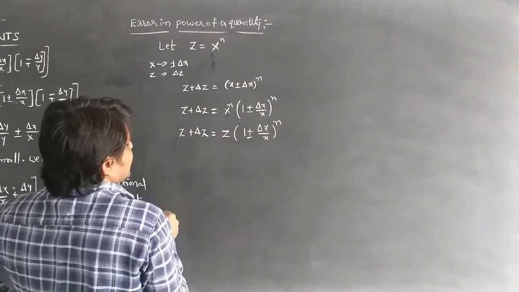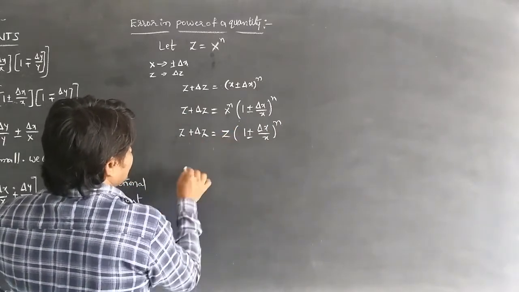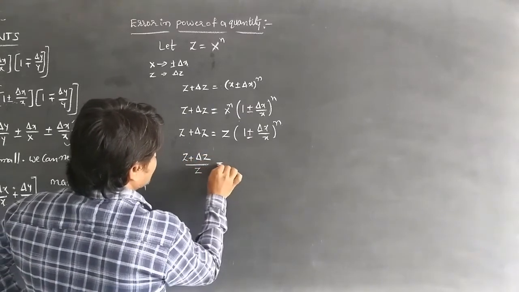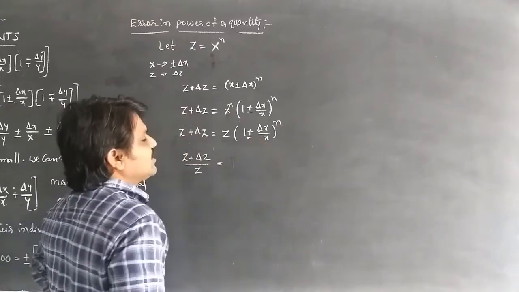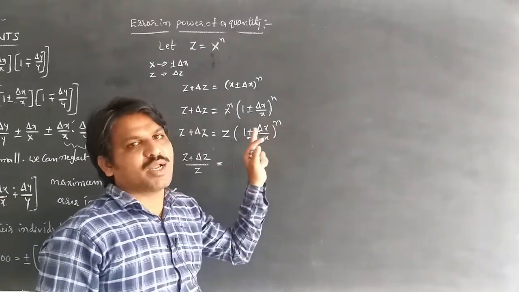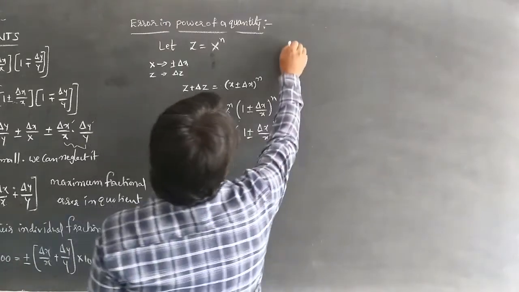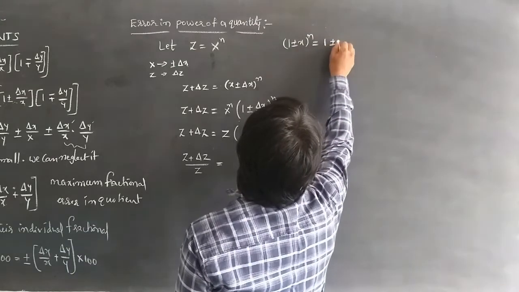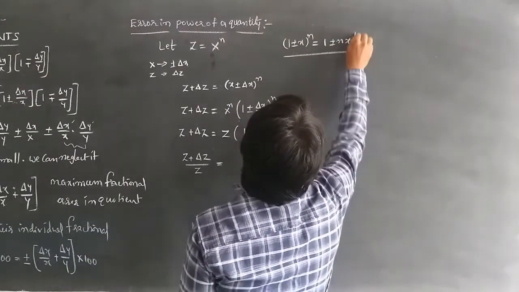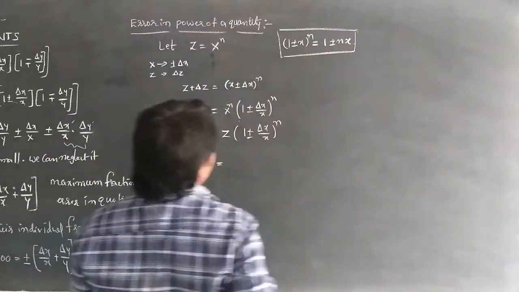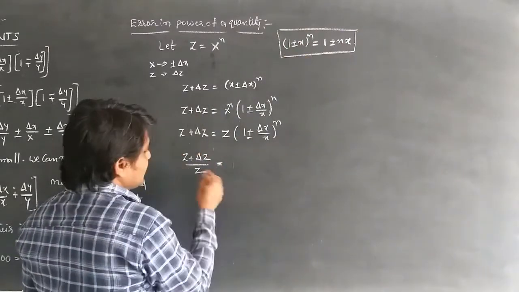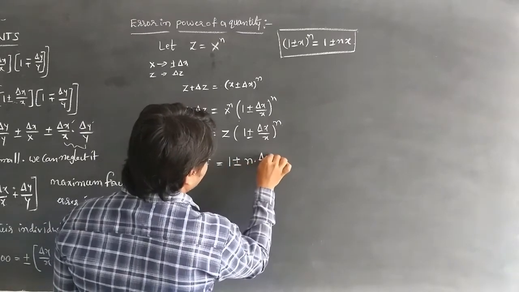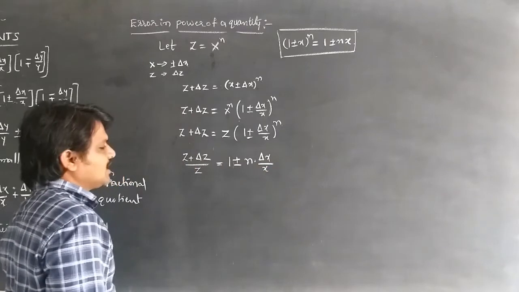Here we take z to this side, then we get z plus delta z by z, which is equal to, from the binomial theorem, (1 plus or minus x) to the power n is approximately 1 plus or minus nx. From this binomial formula, here we get 1 plus or minus n into delta x by x.